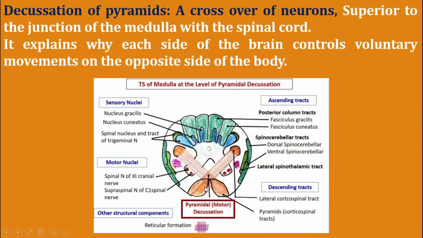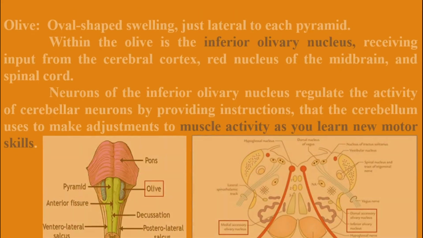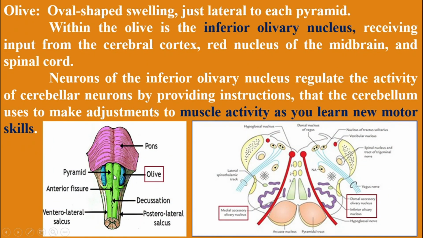Superior to the junction of medulla with spinal cord, there is crossover of neurons, known as decussation of pyramids, which probably explains why each side of the brain controls voluntary movements on the opposite side of the body. Now, just lateral to each pyramid, there is the olive, containing inferior olivary nucleus. It regulates the activity of cerebellar neurons by providing instructions, which are used by cerebellum to make adjustments to muscle activity as we learn new motor skills.